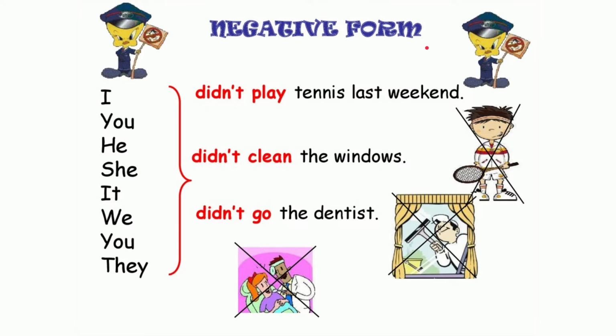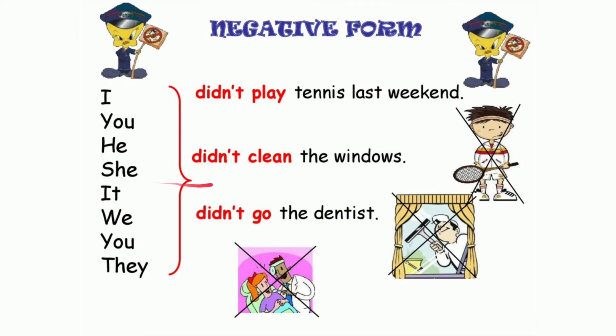Let's look at more examples on the negative form. Remember, the affirmative form is the usual past tense verbs you use. For the negative form, for all the pronouns, all the subjects, I, you, he, she, it, we, you, or they, all the negative forms of the simple past are the same. Didn't with the verb in base form, the root word, the original form of the verb. So for example, I didn't play tennis last weekend. Not didn't played, okay? I didn't play tennis last weekend.